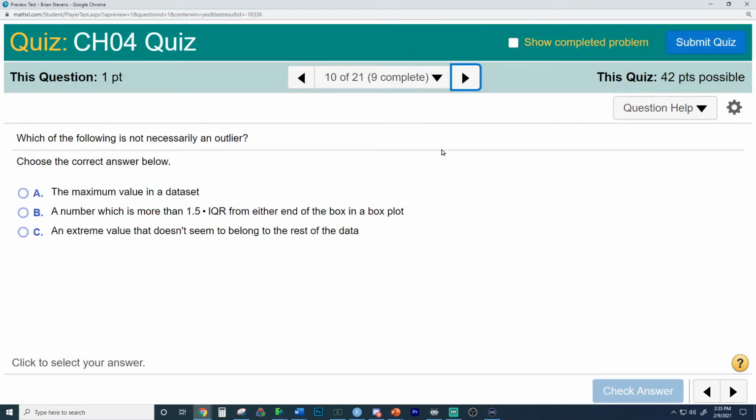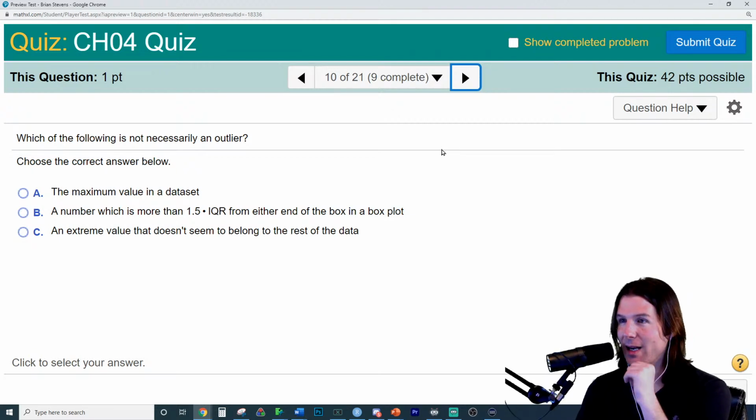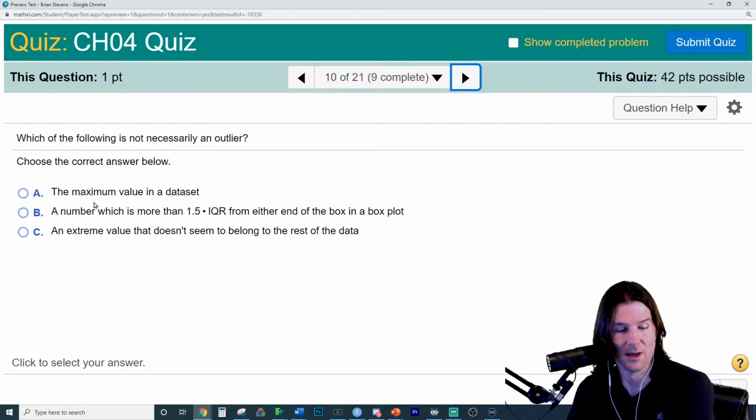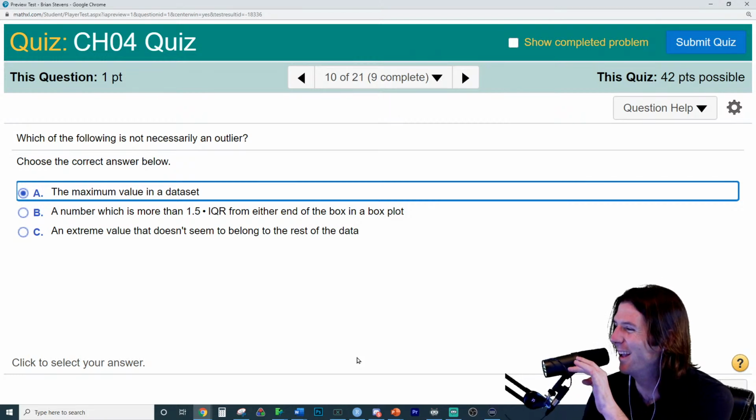Which of the following is not necessarily an outlier? Nice job on the points right there, Hannah. Which of the following is not necessarily an outlier? The maximum in a data set. Can the maximum be an outlier? Yes. A number which is, that is literally it. An extreme value that doesn't seem to belong to the rest of data. Ooh. Oh, wait. That's the answer.